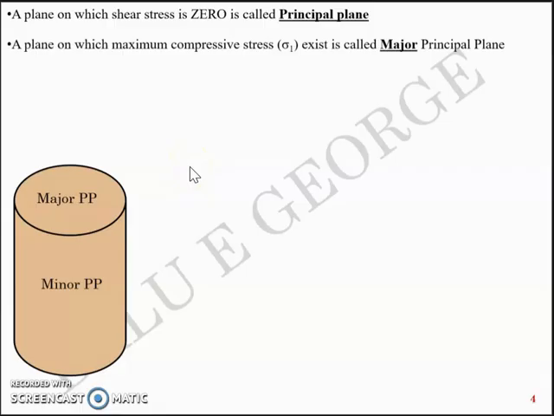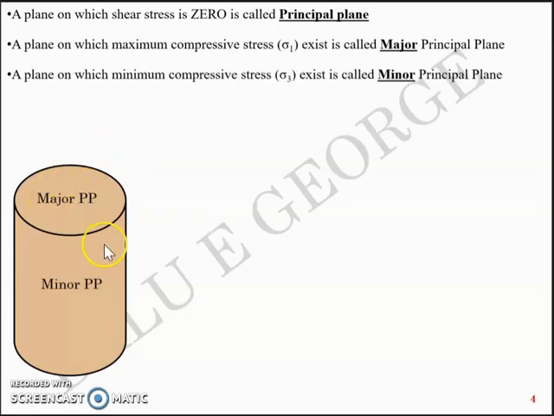A plane on which the maximum compressive stress, sigma 1, exists is a major principal plane, and a plane on which a minimum compressive stress, sigma 3, exists is called the minor principal plane. So in short, sigma 1, the major stress, is applied onto the top and the bottom plane, whereas sigma 3, the minor stress, is applied on the minor principal plane. If you're familiar with the Mohr Circle concept in strength of materials, it'll be easy for you to understand this concept.